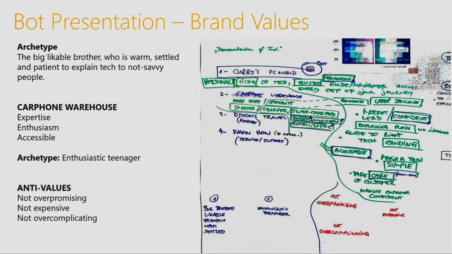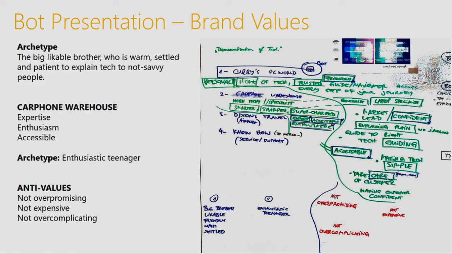For Cami, coming out of our workshop, and you can see we filled quite a whiteboard talking about their brand and their brand values in that presentation and the bot. They came up with some really cool stuff, right? We have an archetype for the bot. We think about, what are the cool things about the car phone itself? We're expert, we're enthusiastic, we're accessible, right? Cami should feel kind of like that big brother persona. So we've got this great archetype, this warm and comforting to you.